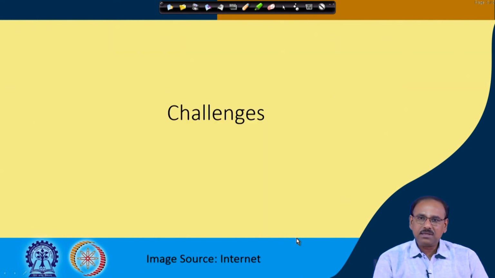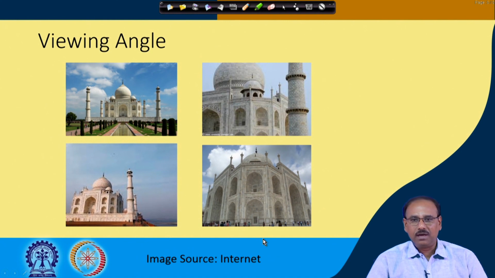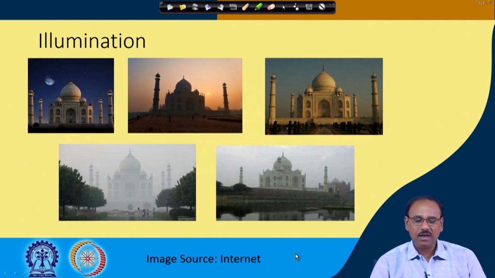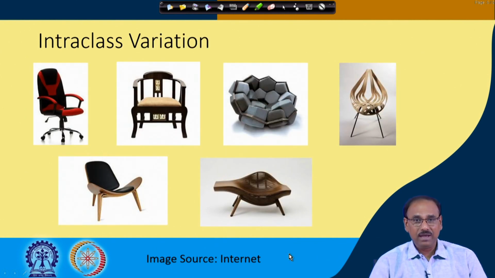Then what are the challenges in deep learning or machine learning? When you look at an object, you can look at it from various viewing angles, and from different angles it will appear different. So the same object can have different views, and from those different views we have to identify or classify the object. That is one of the challenges. Objects may be available in different poses. There may be illumination variation. There may be interclass variation.